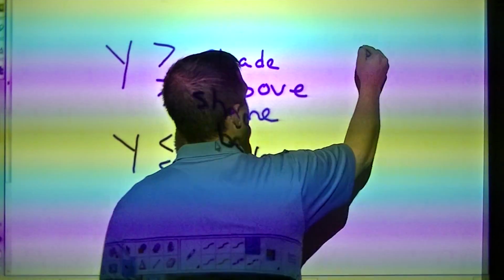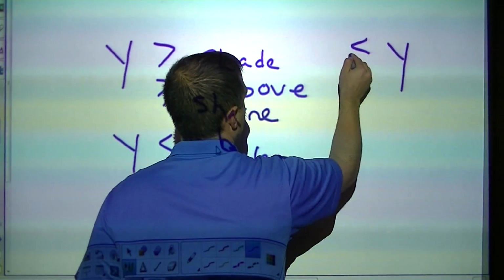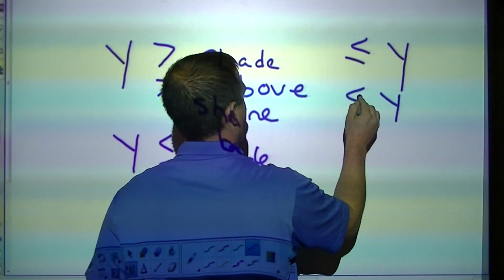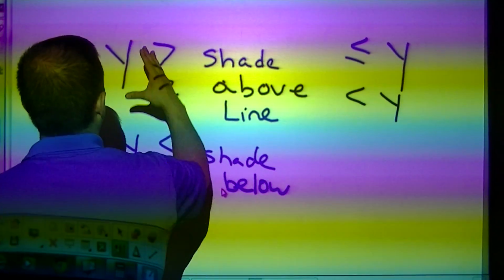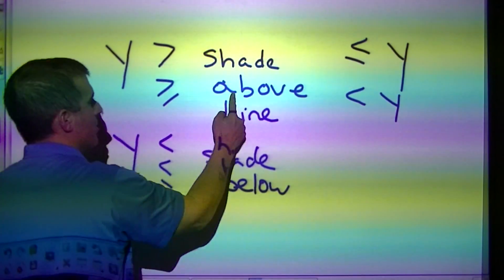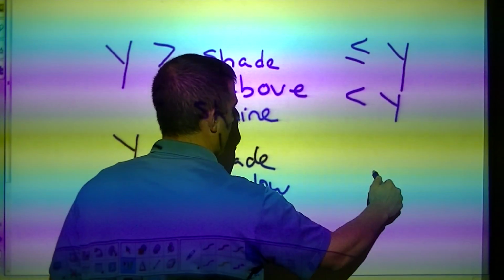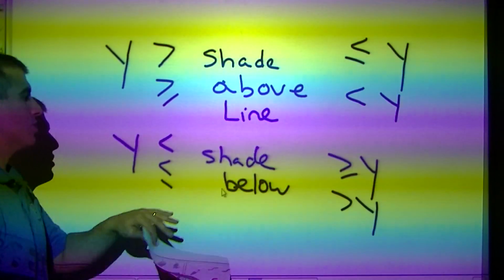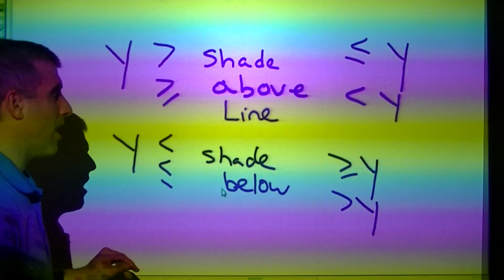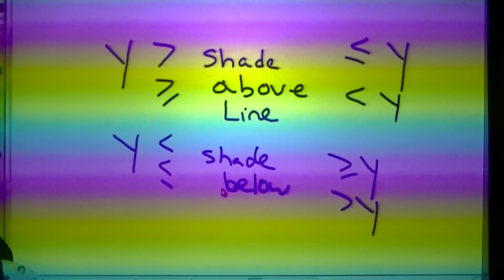That's the same thing as if it's like this. If you notice, it's like the mouth of the inequality is eating the y. Eating the y, shade above. Same thing here. If you have this action, this is also a shade below. It's not eating the y. That's one thing.